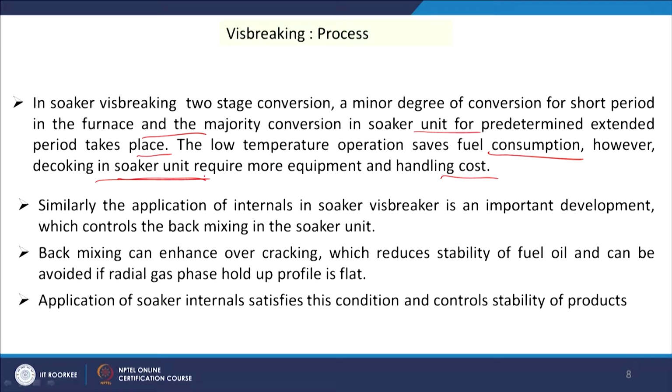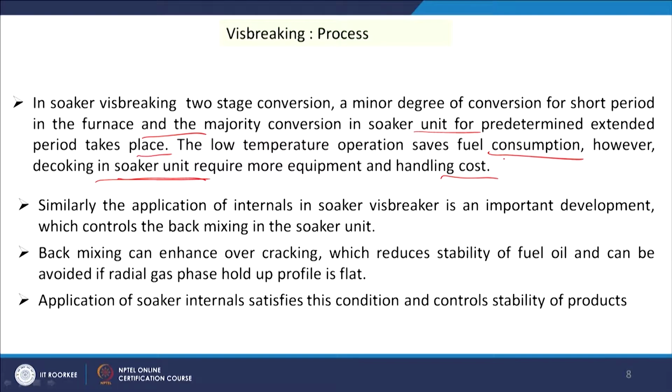This is the drawback, and the coke formation in the soaker unit can be reduced by using some internals. If there is some back mixing in the soaker, then there will be more coke formation, but if you can reduce the back mixing, then the coke formation will be reduced. That way internals have been used. Internals help to reduce coke formation in the soaker, and application of soaker internals satisfies these conditions and controls the stability of products.